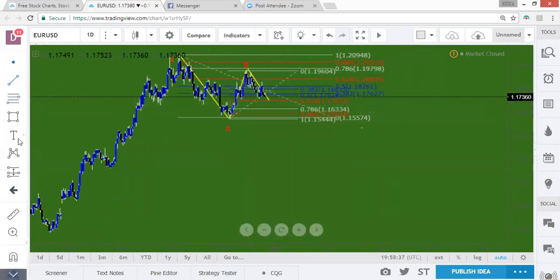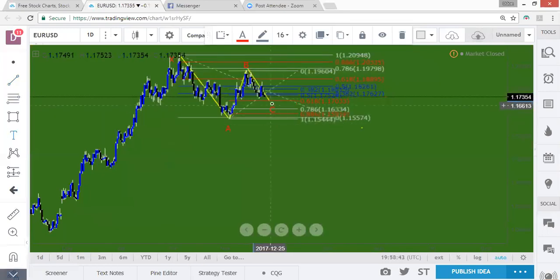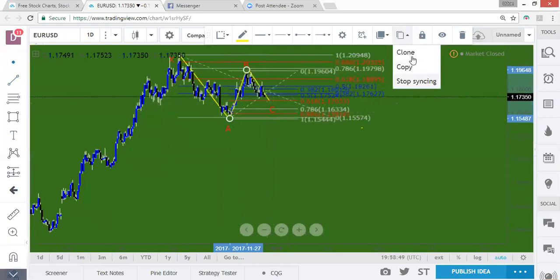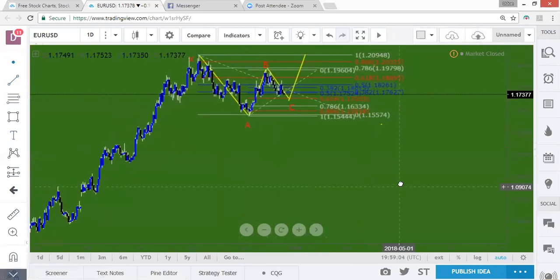Once the C move has been identified, we're looking for the C to hit right here, the 618. So we know that for the Gartley, we're looking for an equal measured move, AB to equal CD. Let's clone it. Now, and this is an if. This is where back testing comes in. This is an if right here. That wouldn't work.